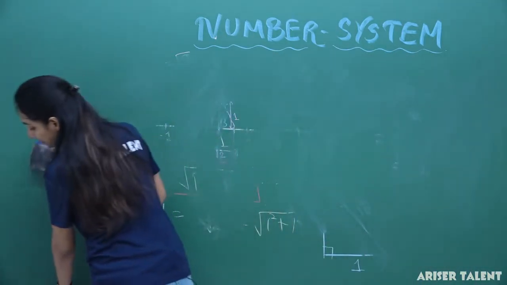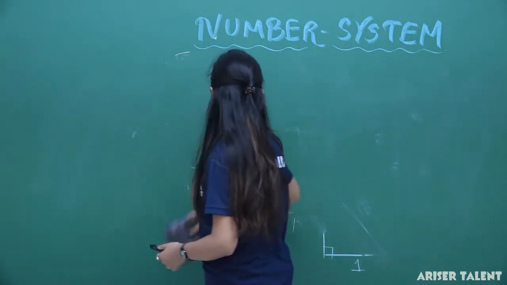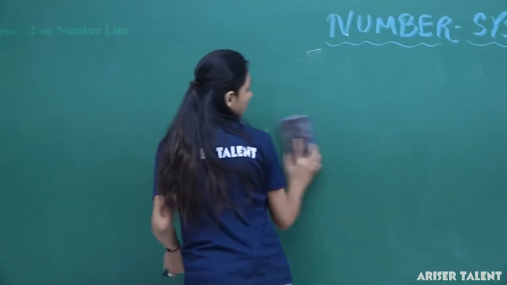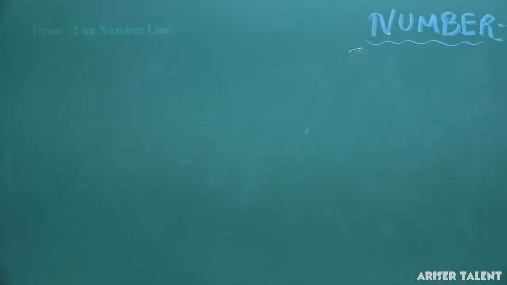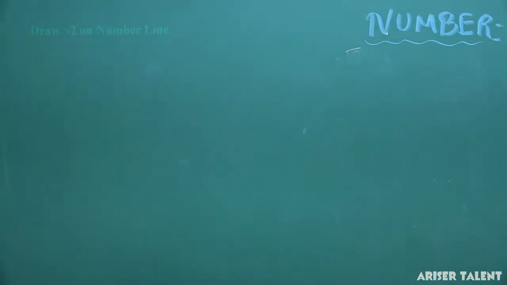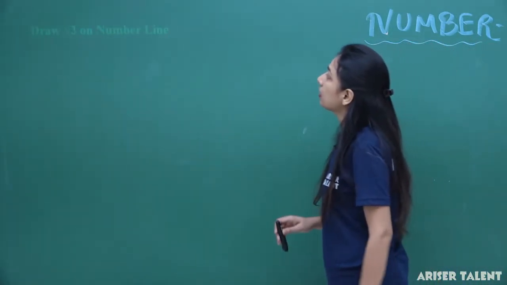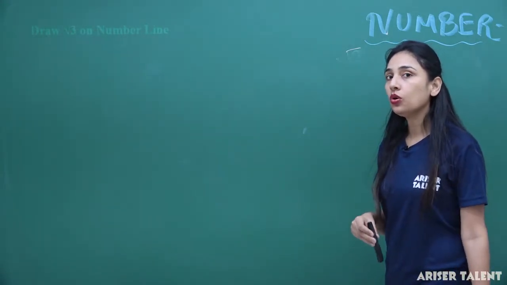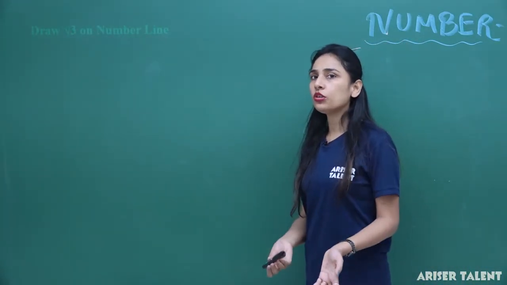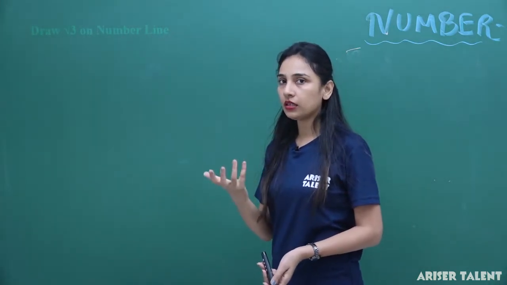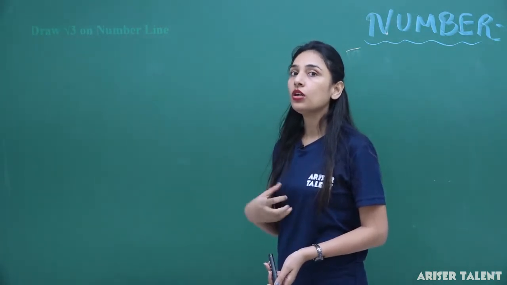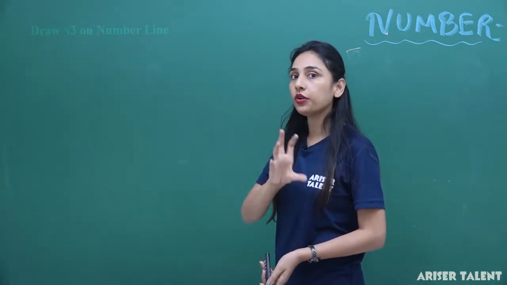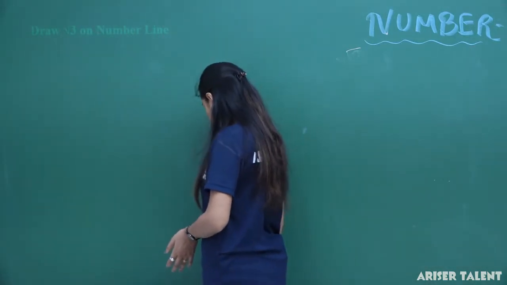Now after this we will have one more thing to plot on the number line. So the next question will be, here it is, draw root 3 on the number line. So root 2 was fine, we made that perpendicular and that's done. Now what about root 3? We are going to use this root 2 in order to draw root 3 on the number line. Okay. How? Let us find out.